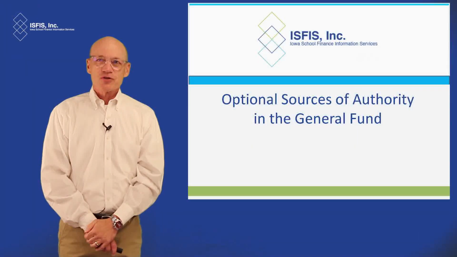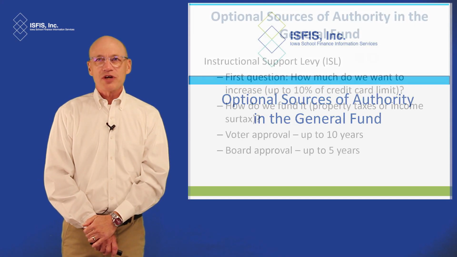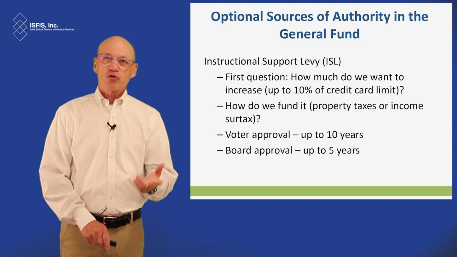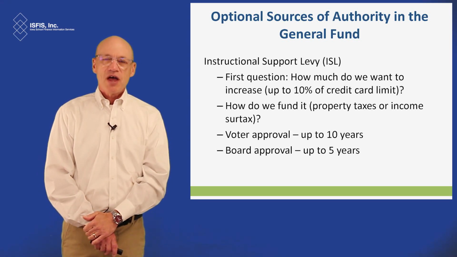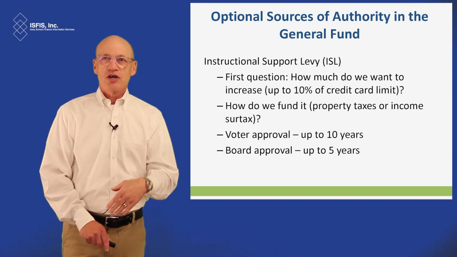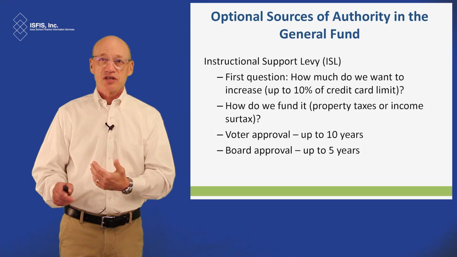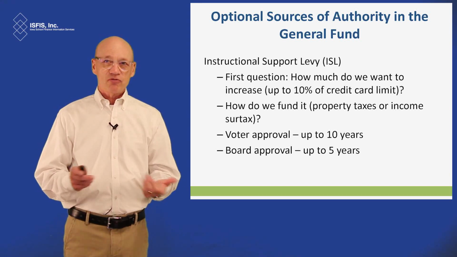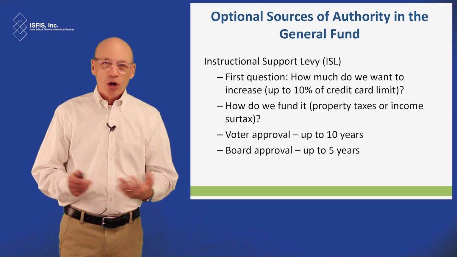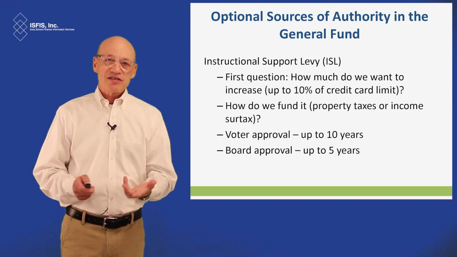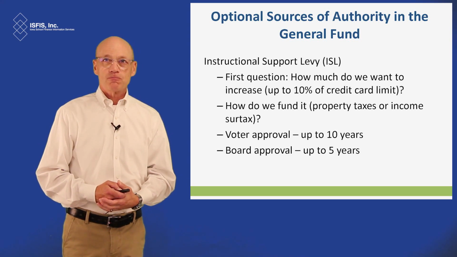Let's talk about some optional sources of authority in the general fund. We're going to talk about two of them. Number one is the instructional support levy. The first question is how much you want to raise that credit card limit, up to an additional 10%. And the second question is how do you want to fund it? Property taxes, or a combination of property taxes and income surtaxes. The ISL can be voter approved for up to 10 years or board approved for up to 5 years. All but one school district in the state utilized the instructional support levy to supplement their general fund funding.